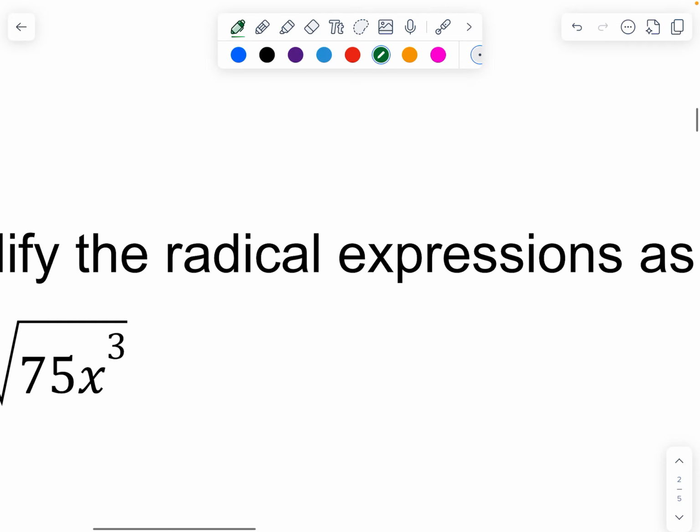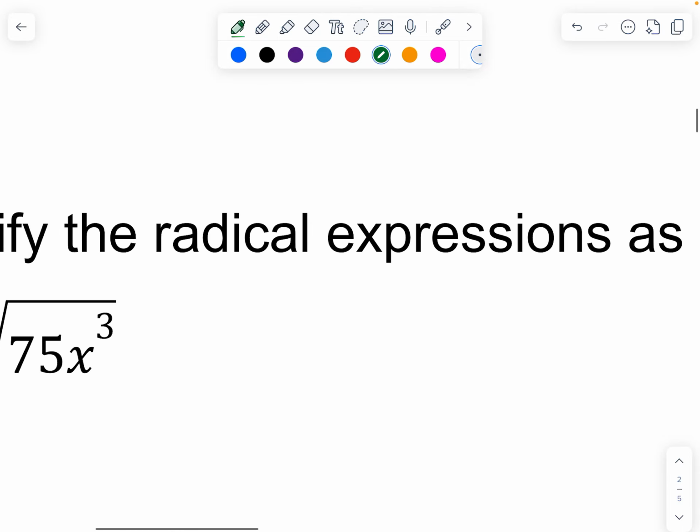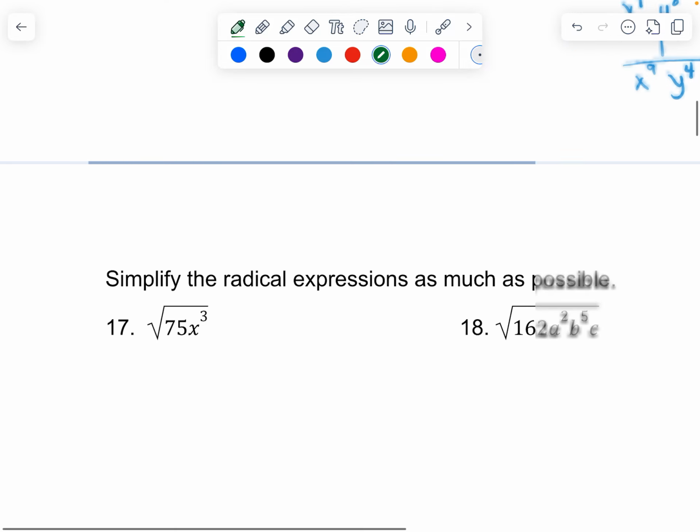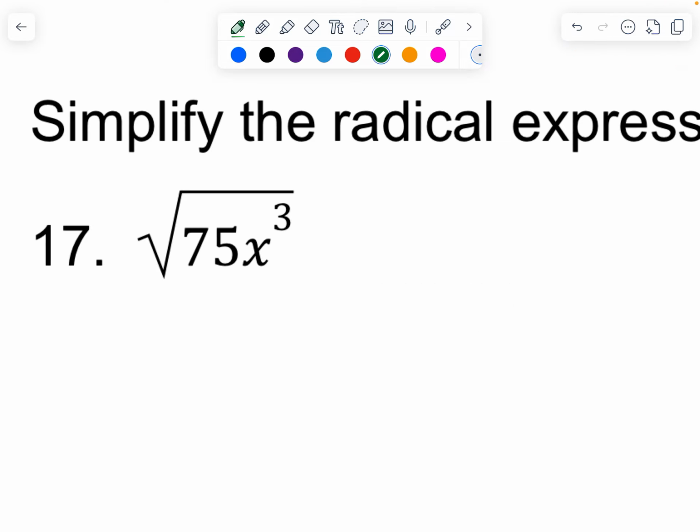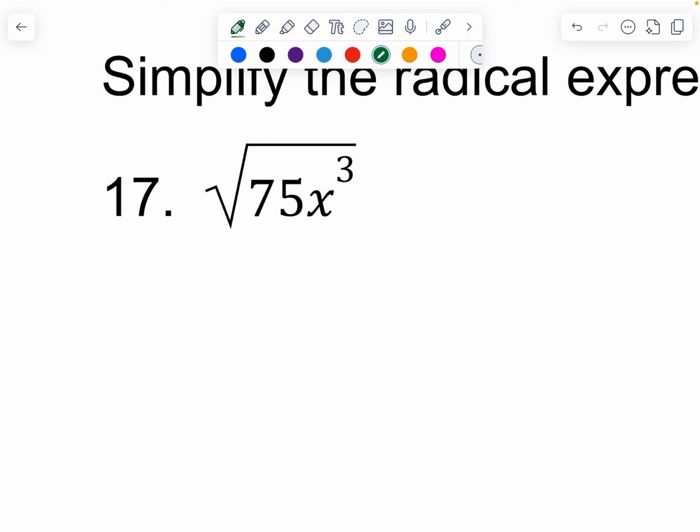Okay, next. Simplify the radical expression as much as possible. So we're taking the square root, okay? This is a square root. There's an invisible little 2 there. So what perfect square goes into this? 25 does.